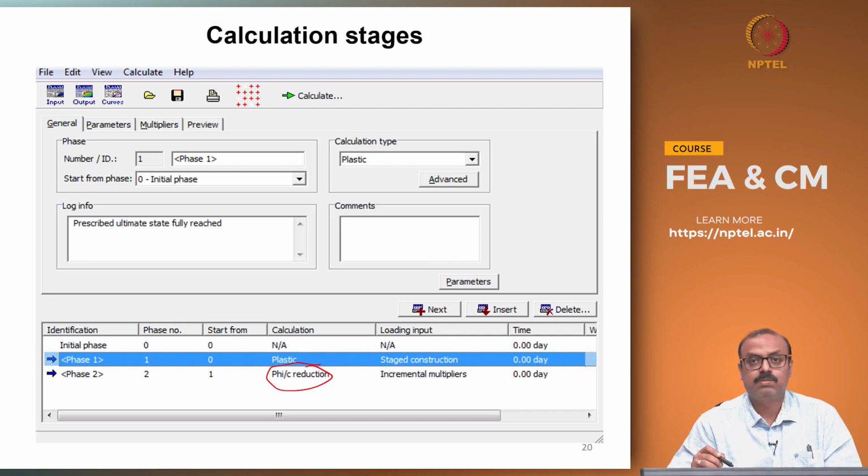This phi-C reduction is basically the stability analysis. What the program will do in Plaxis is forcefully reduce the C and phi of the soil properties. As the C and phi soil properties reduce, it will see at which point of mobilized cohesion and friction the failure happens. The ratio of mobilized to the original strength properties will give you the factor of safety. So either they call it a safety analysis or a phi-C reduction. The name itself suggests that we are reducing the shear strength of the soil.